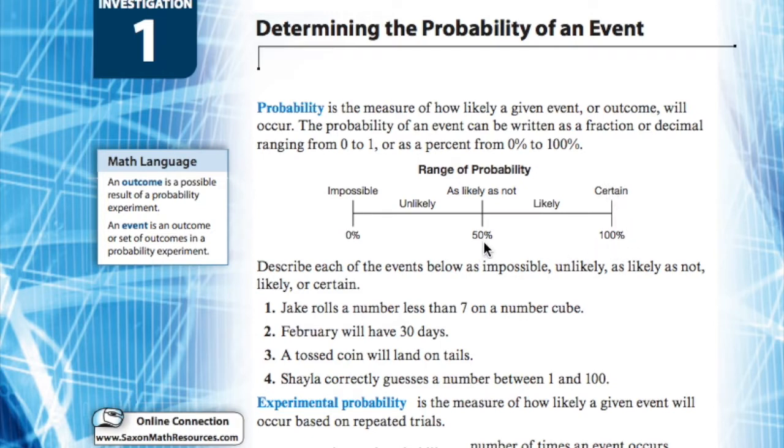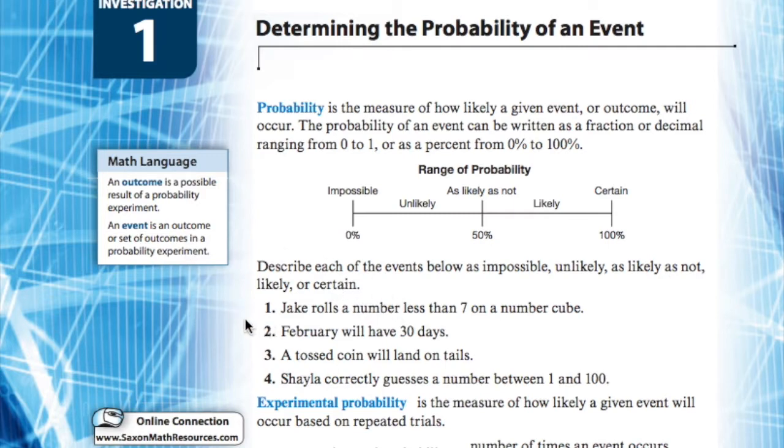You would obviously find that halfway, if something is 50% chance, it's as likely to happen as it is not to happen. It's a 50-50 chance. And then the scale from 50 to 100 is something more likely to happen, or 0 to 50 unlikely to happen. So we're going to be familiar with using those words as ways to describe those percentages. For example, in numbers 1, 2, 3, and 4, let's use those words: impossible, unlikely, likely as not, likely or certain, to describe the probability of these events.